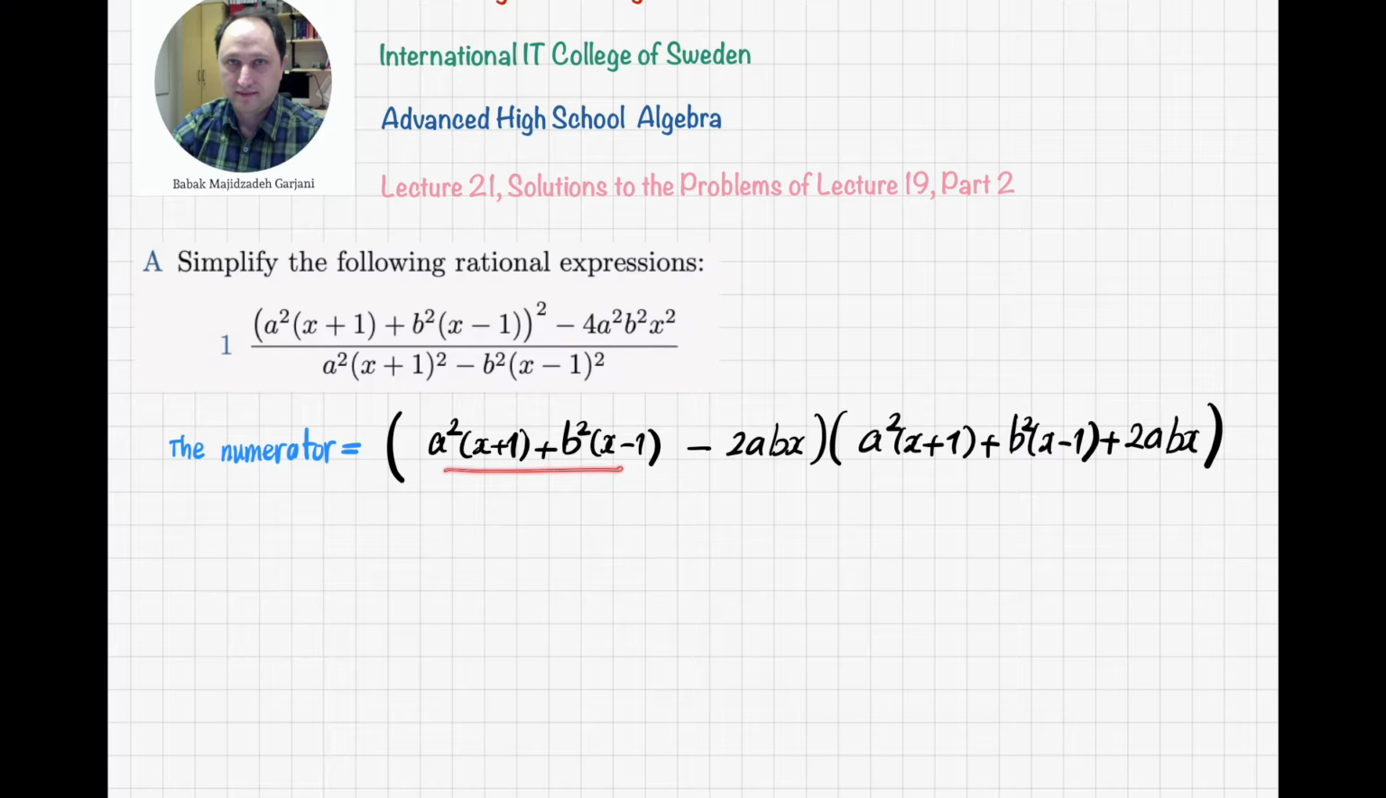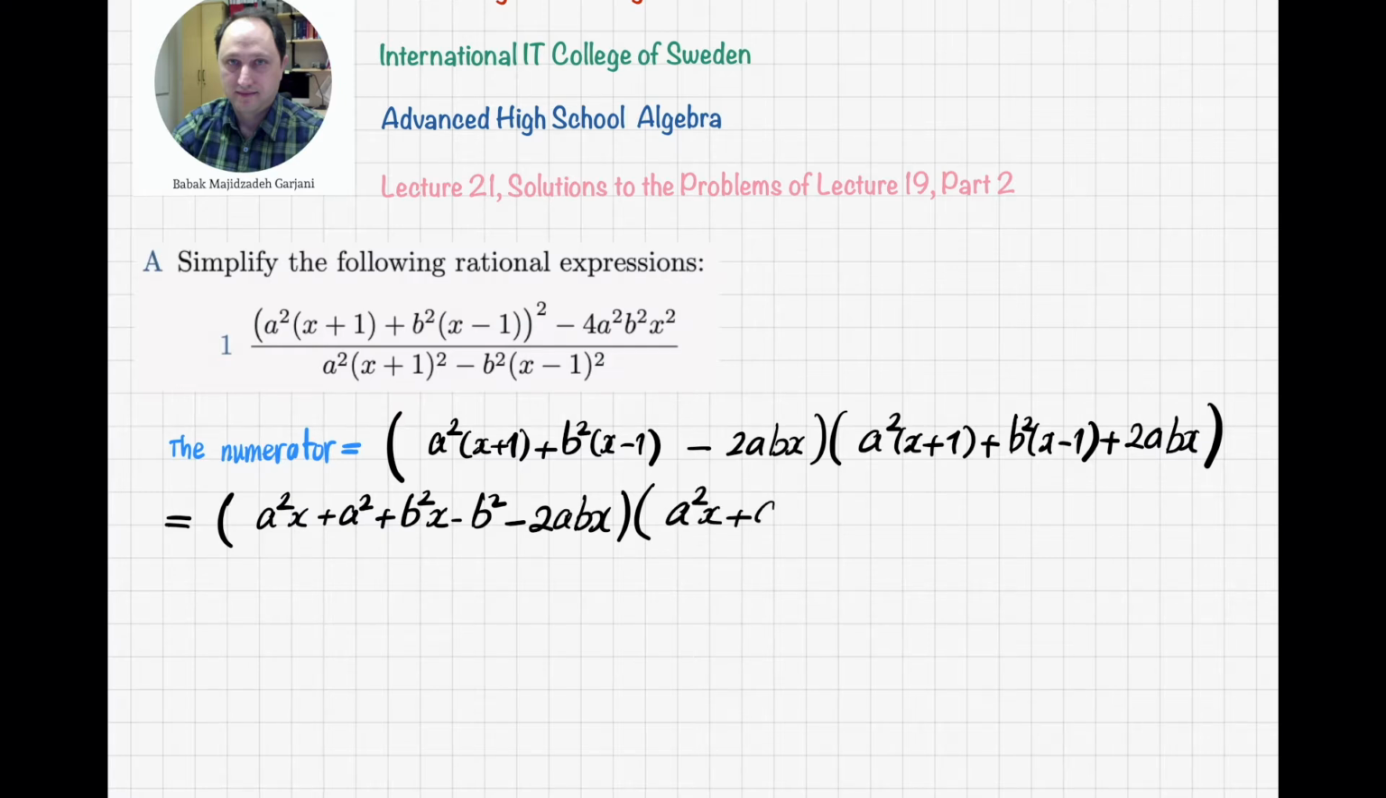The square root of the first one minus the square root of the second one, times the square root of the first one plus the square root of the second one. Okay, but let me continue and see how it goes. I multiply this here and I will multiply this here, the same for these two pairs of brackets. So then it becomes a squared x plus a squared, then b squared x minus b squared, and then finally minus 2abx. And the same thing for the next pair of brackets, I multiply it inside, plus 2abx.